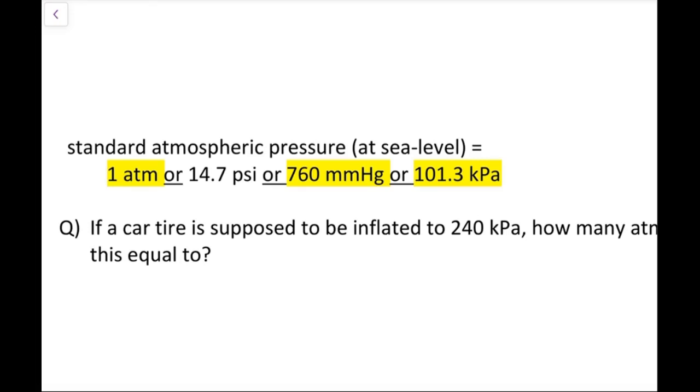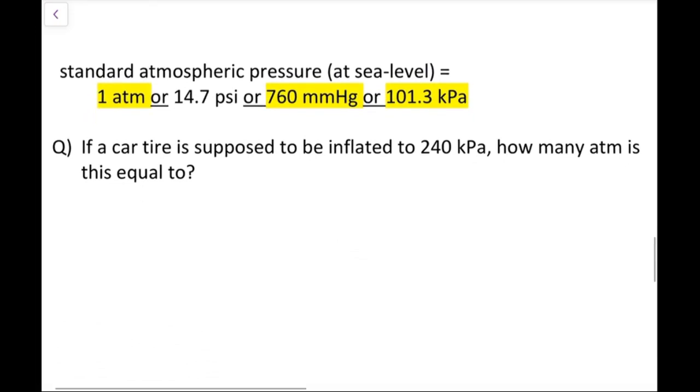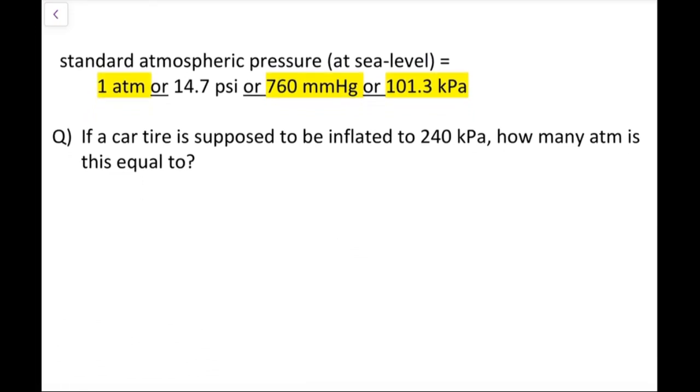So we can use these numbers and convert between them pretty easily. So let's go ahead and try this one. Using the facts up there, where basically it's telling you that 1 atmosphere is the same thing as 14.7 psi, which is the same as 760 mmHg, which is the same as 101.3 kPa. Can we convert 240 kPa, so the desired inflation level or pressure level for a car tire, can we convert that to atmospheres? So give that a shot right now.